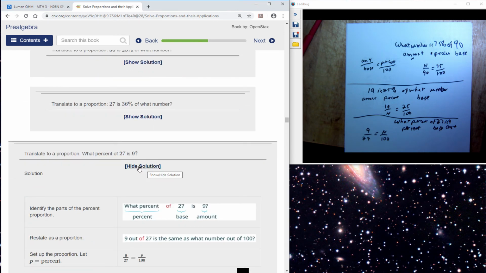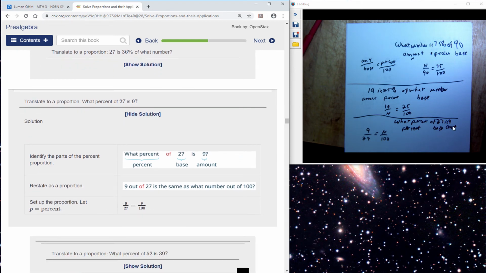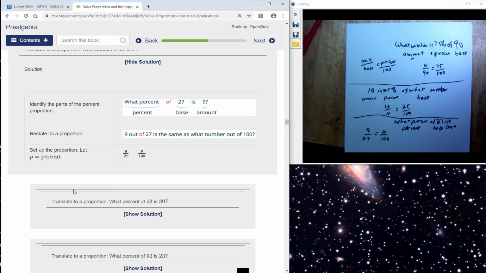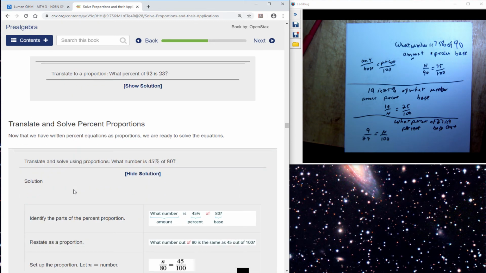What percent of 27 is 9? So identify my amount, my base comes after of, and I plug into my proportion. All we're doing is setting it up now. Now they want us to solve.